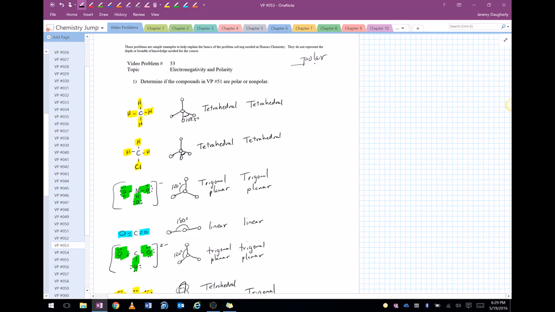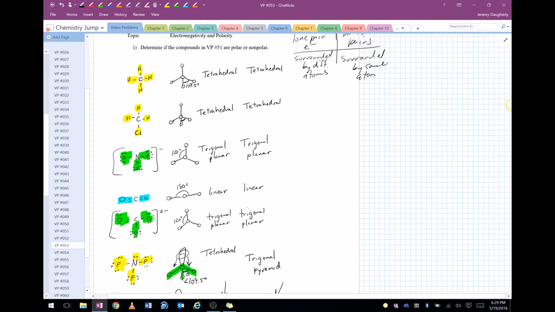a compound is polar if it has lone pair electrons on the central atom. A compound is polar if it is surrounded by different atoms. Now there are exceptions. We're not going to worry about them until we get to AP. So it's non-polar if it's surrounded by the same atom. Again, this isn't why, this is just how you can tell. And then if there are no lone pairs.